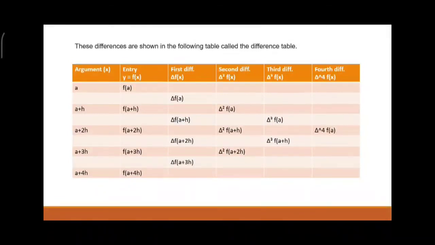Next, third differences delta cube f of x: delta cube f of a, delta cube f of a plus h, and next and last, the nth differences, delta raised to n f of x.